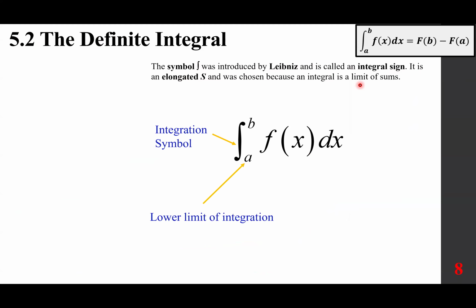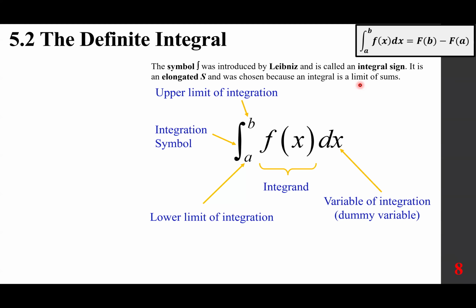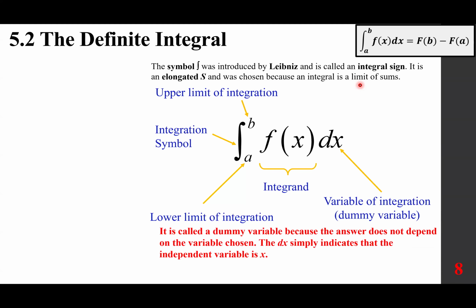Lower limit of integration, upper limit of integration. This is the integrand. dx, variable of integration, also known as dummy variable. It is called a dummy variable because the answer does not depend on the variable chosen. The dx simply indicates that the independent variable is x.